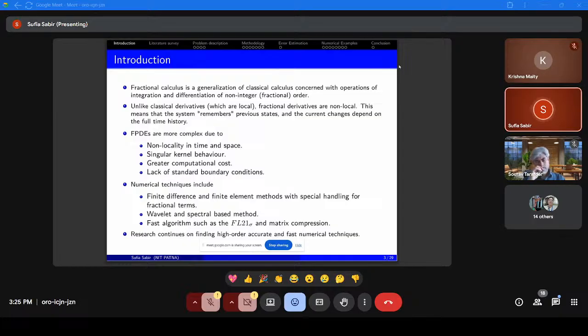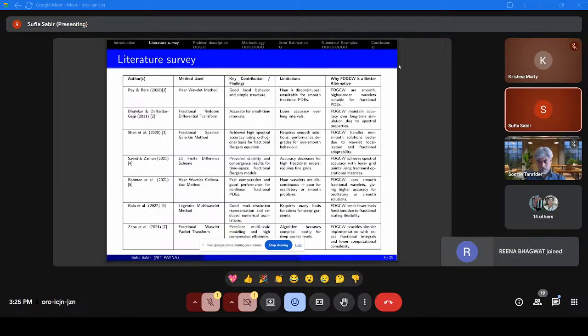Fractional order partial differential equations (FPDEs) are more complex because of their non-local nature, singular kernel behavior, greater computational cost, and the lack of standard boundary conditions. There are many numerical techniques for solving FPDEs, such as the finite difference, finite element method, wavelet-based method, and fast algorithms. Research continues on finding high order and fast numerical techniques. In this slide, we have presented some literature survey.